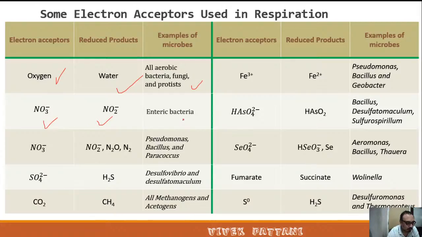Examples of this process are found in the enteric bacteria. Next one, where nitrites will be converted into NO2 minus, N2O or N2. This process is basically a denitrification process, and the organisms involved are Pseudomonas, Bacillus, and Paracoccus.